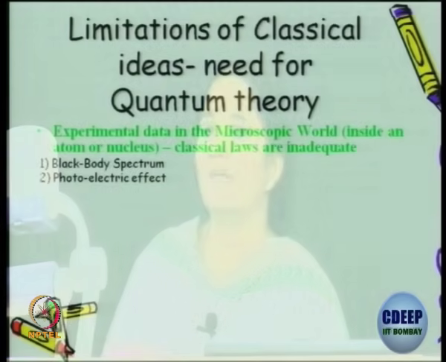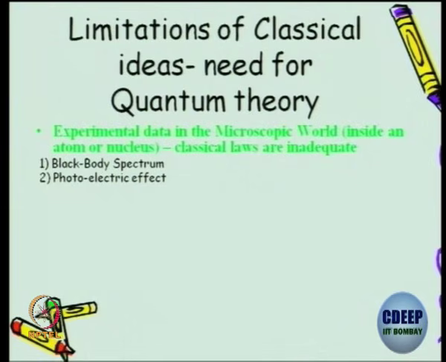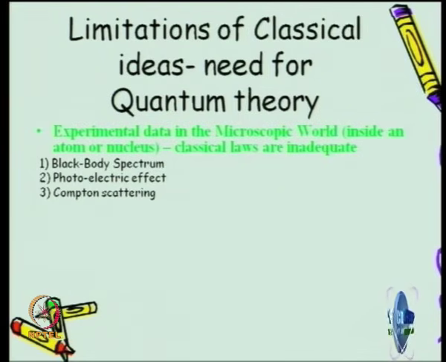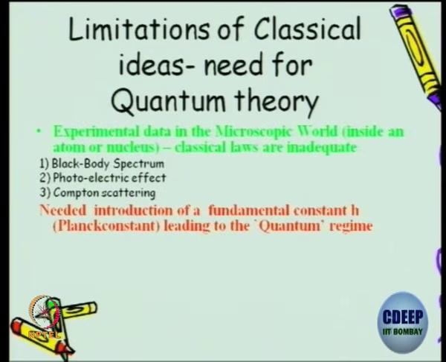And then the photoelectric effect cannot be explained just using classical laws. The idea that the more intense the beam, the more photoelectric current will flow, is not correct, right? You all know. The other thing is the scattering of photons with electrons, called Compton scattering, where you have also seen how the wavelength changes. And these things can be explained only using quantum ideas, not classical ideas.